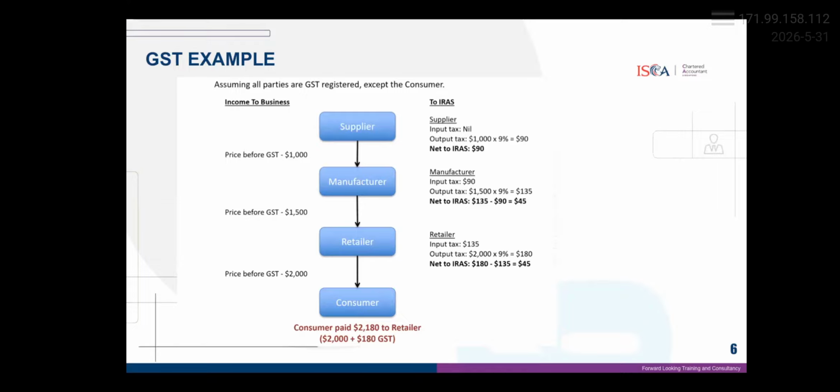Now, linking back to the diagram that I have shared before this slide, you realize that this is an example where the GST is borne by the consumer, and this GST of $180 is being shared in different layers and is given to the government as GST revenue.